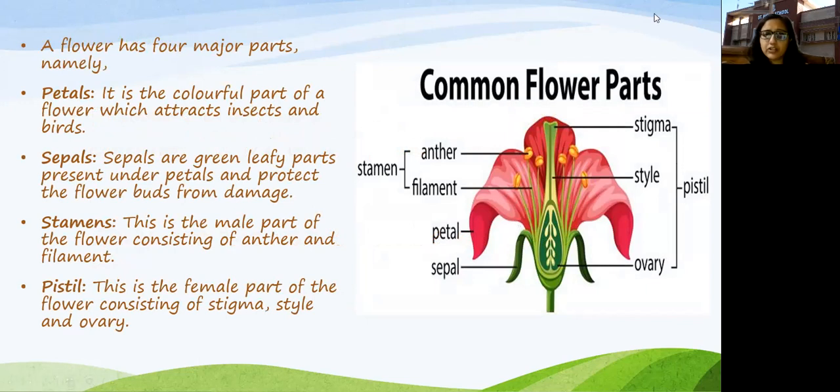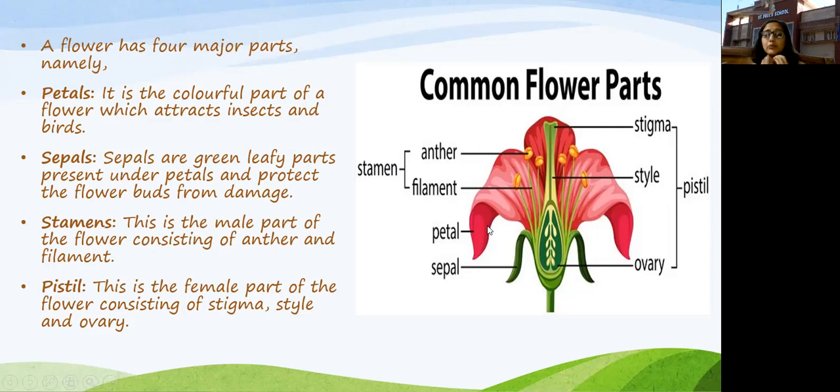Fine. Now let us discuss the different parts of this flower. Now a flower has four major parts. First one is petals. Now petals, if you all can see this figure on the screen, can you see this petal? What are petals? ये जो colorful part होता है, ठीक है, of the flower, this is termed as petal.